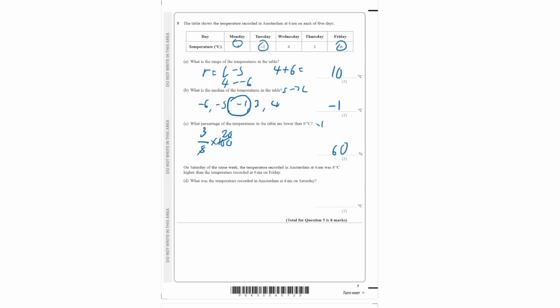On Saturday of the same week, the temperature recorded in Amsterdam at 6 a.m. was 8 degrees higher than the temperature recorded at 6 a.m. on Friday. What was the temperature recorded in Amsterdam at 6 a.m. on Saturday? So Saturday is 8 degrees higher. So that means whatever value is for Friday, we add 8. Since Friday is given as negative 6, negative 6 plus 8 simply gives us 2 degrees Celsius.